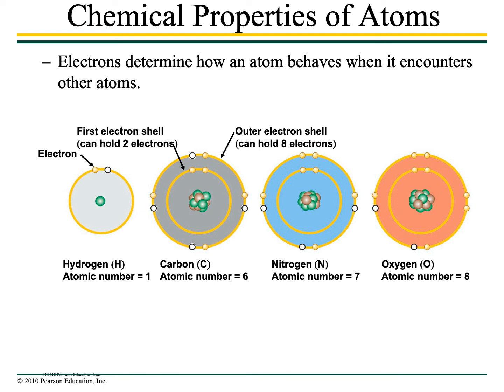Now what I want to do is talk a little bit more about electrons, because electrons, specifically the number and the configuration of those electrons, determine how an atom behaves when it encounters or interacts with other types of atoms. Some of the first things we have to discuss is that electrons exist at fixed levels or energy states, also referred to as electron shells.